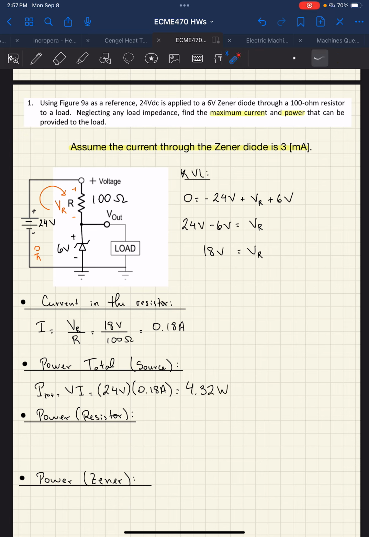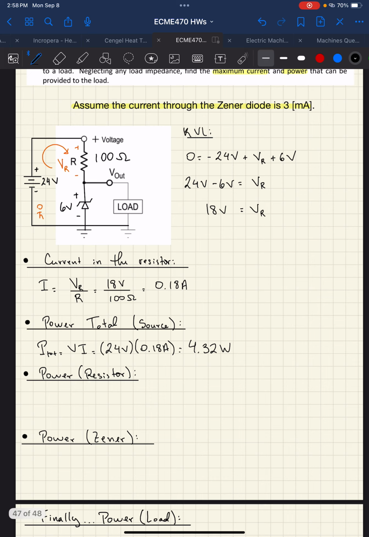Now, another thing that we can calculate right away is the power that's dissipated, or consumed, by the resistor. There are a couple ways to do it. You can do I squared R, or V squared over R, or V times I, because you have the voltage and you have the current. It really doesn't matter which one you do. For the sake of variety, I did it V squared over R. So we're going to have the voltage across the resistor squared over the resistance itself: 18 volts squared over 100 ohms. So the power dissipated in the resistor should turn out to be 3.24 watts.